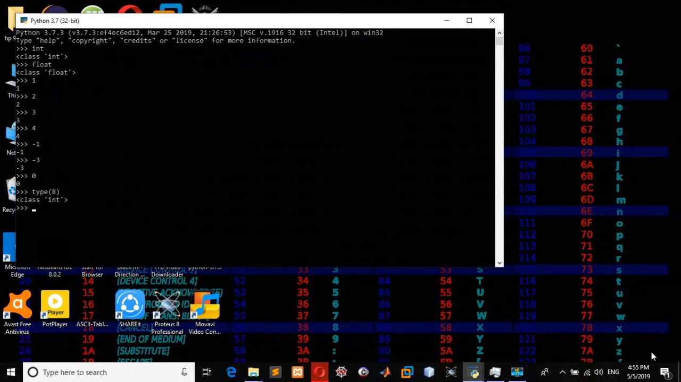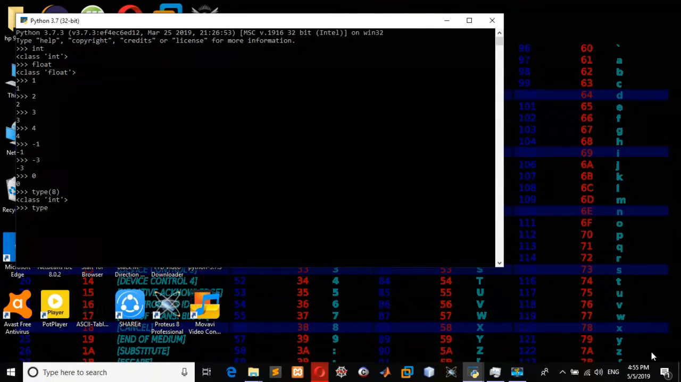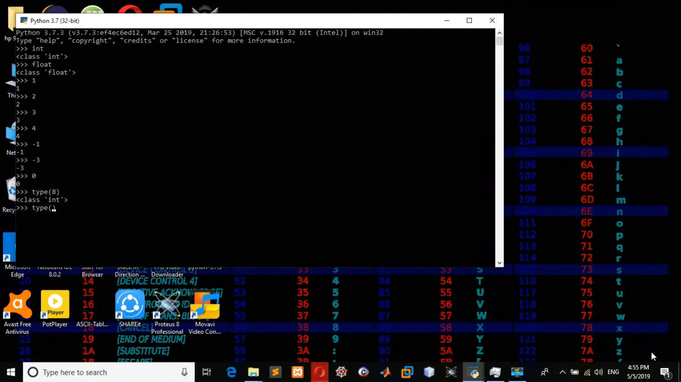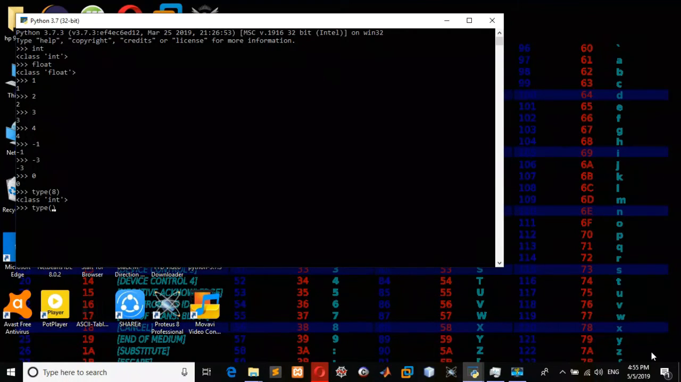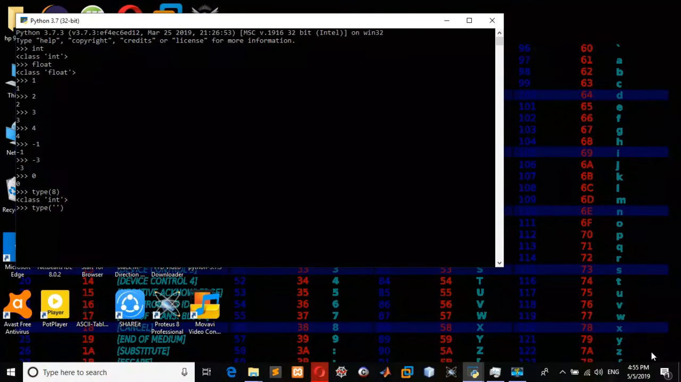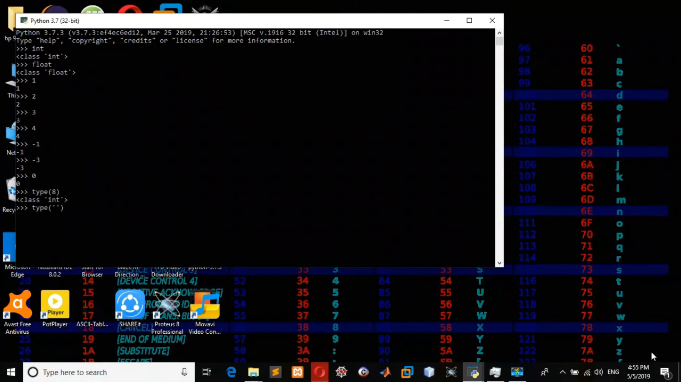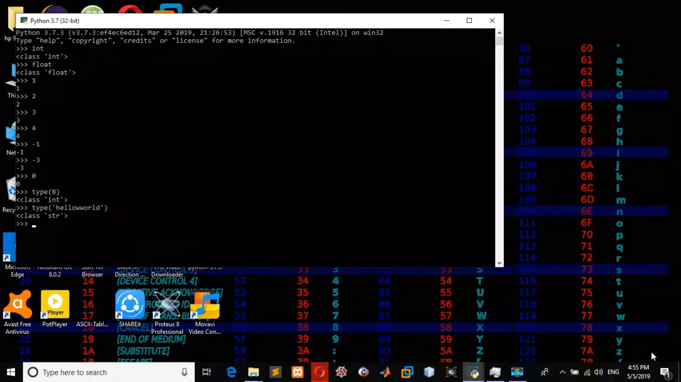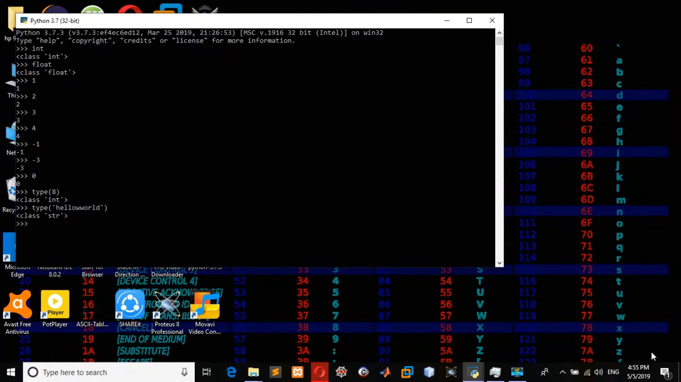We can do that similarly with strings. Should say type. Like I told you before, strings are put in quotes. It could be single quotes, it could be double quotes. That does not matter in Python. So I say type, let's say hello world. You see, it gives class str. That just shows you that everything in Python that we put in between quotes is considered as a string. Okay, let's come back to integers.